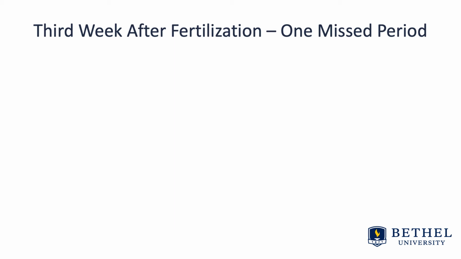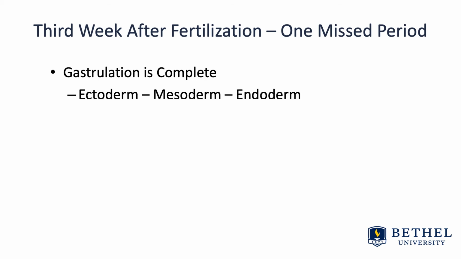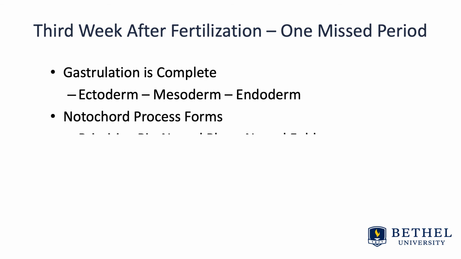Third week after fertilization, this is where she might have had a missed period by this point, because this would be 5 weeks since her last menstrual period. So gastrulation is complete, and this is where the embryo goes from one layer to three, essentially folding around itself to create different structures. So we have the ectoderm, the mesoderm, and the endoderm. The notochord process forms, so that's your primitive pit, neural plate, and neural folds, and the notochord itself is essentially the pieces of the neural fold.